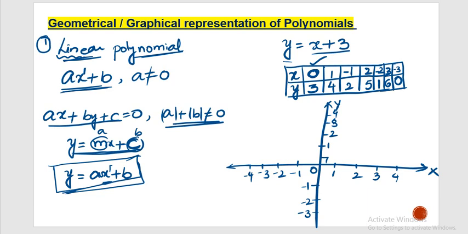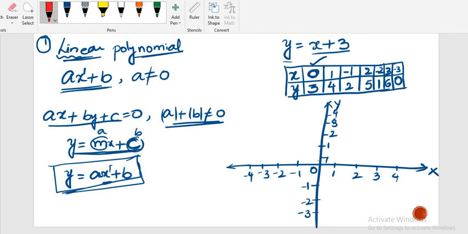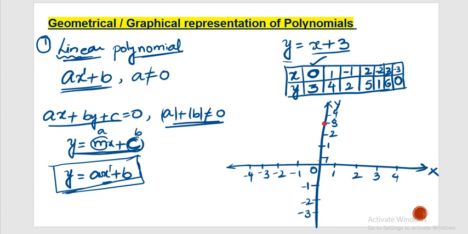Now let us see this point 0, 3. So 0 means no need to move anywhere, so stay at the origin, and from the origin, the y coordinate is 3, so move 3 steps up. So if you want to represent this point, the x coordinate says stay at 0 and the y coordinate says move 3 steps up. So this is nothing but 0, 3. Next 1, 4. So how to represent 1, 4? First of all, move 1 step to the right and then 4 steps to the upper side, because both are positive values. So move 1 step to the right and go to 4. So this is my point 1, 4.